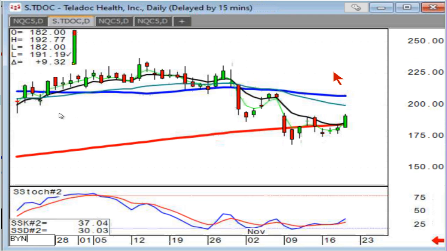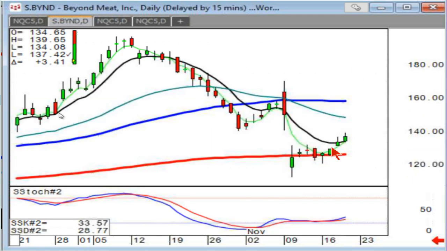Beyond Meat started coming back up. So you can see the Morningstar signal, then your doji sandwich, so you kind of got a McMuffin. You can be buying this one with the anticipation that it could be coming back up to the 50-day moving average.